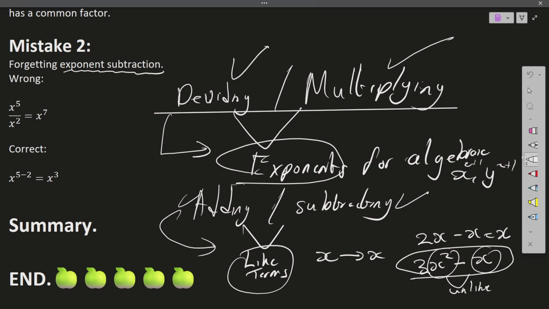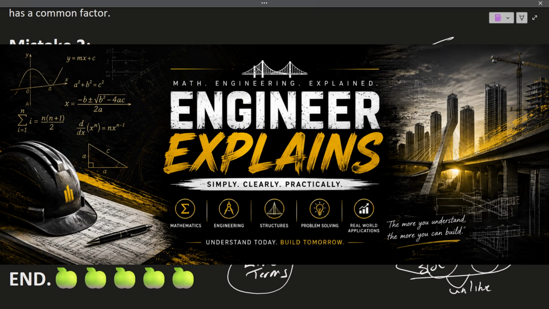Now we have learned the language of algebra. In the next playlist, we will begin Algebra I, where we use these tools to solve equations, and understand how mathematics describes unknown quantities.